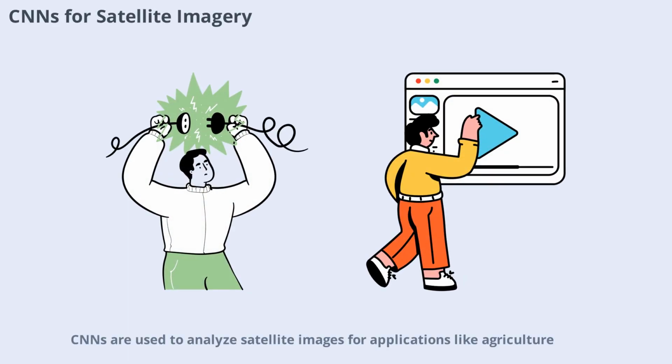CNNs are used to analyze satellite images for applications like agriculture, environmental monitoring, and disaster response. They can detect changes in land use, identify crop types, and even spot signs of deforestation from space.